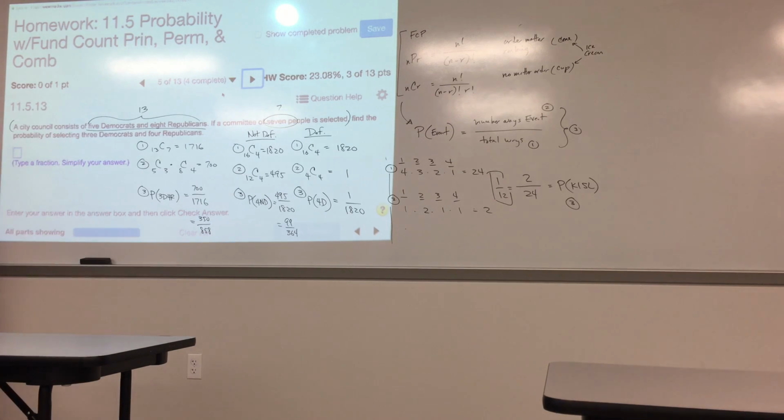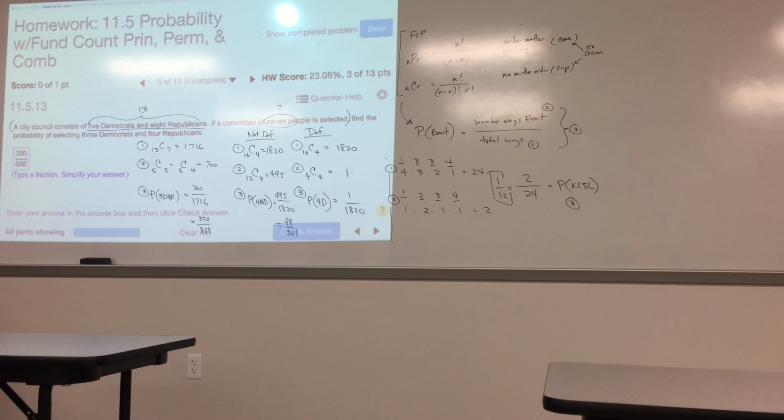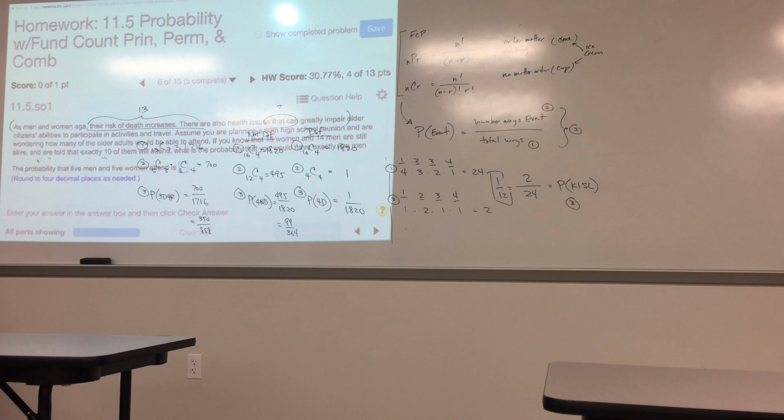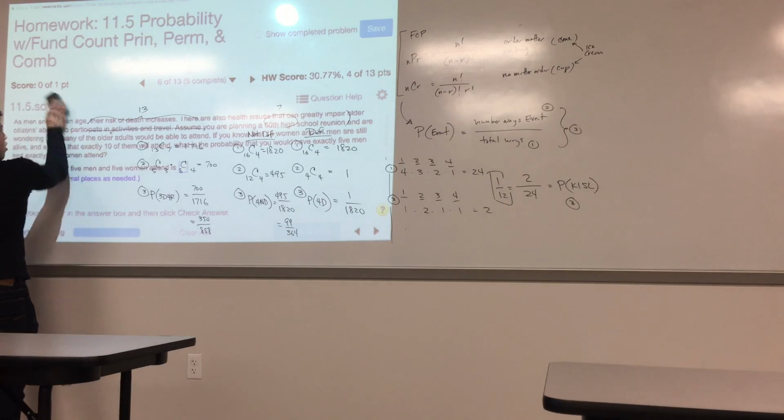Let's just try 350 over 858 and see if that works. And it's not. 175 over 429. Oh, it was divisible by 2 again. Yeah, it was totally divisible by 2 again. Not paying attention. All right, there you go. So there it is. Let's move on to the next problem.